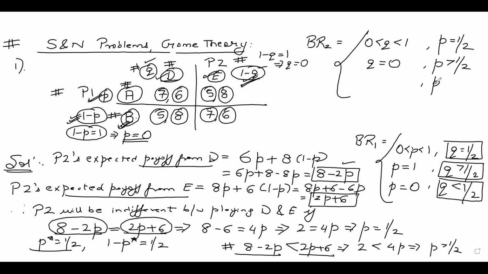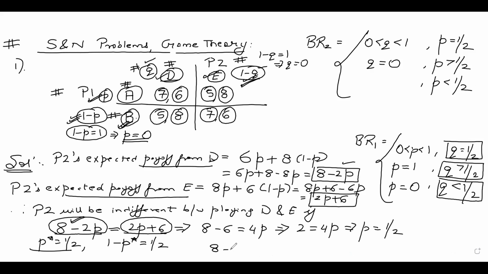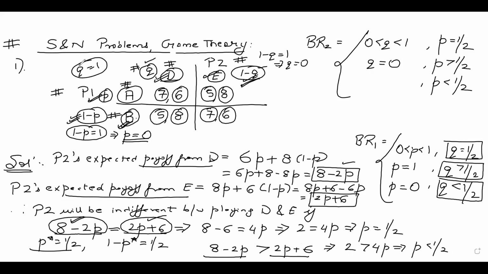And guys, when P is less than half, exactly the opposite is going to happen. When will I get P less than half? I will get P less than half if the expected payoff of player 2 from D is greater than expected payoff of player 2 from E. In this case, if you solve, you're going to get 2 greater than 4P, which implies P is less than half. So for player 2, when the expected payoff from D is more than expected payoff from E, player 2 is going to play D for sure. D for sure means Q is equal to 1.